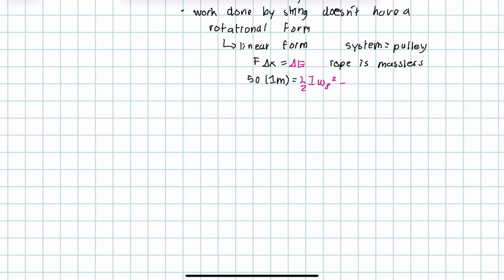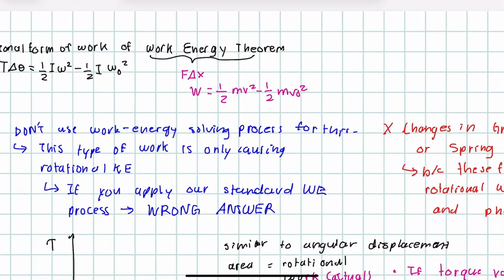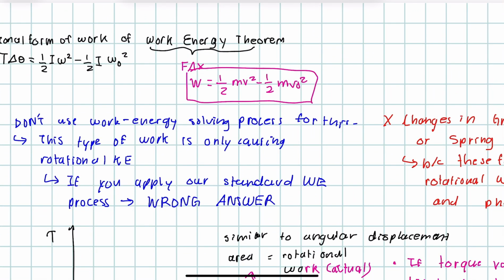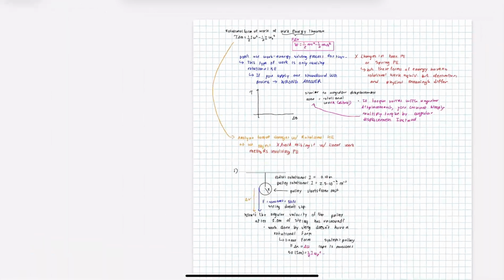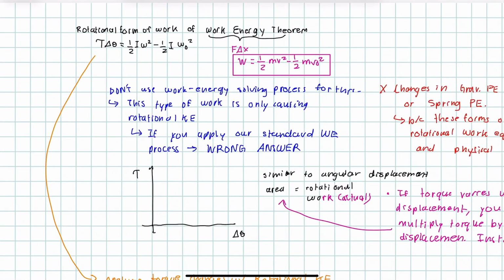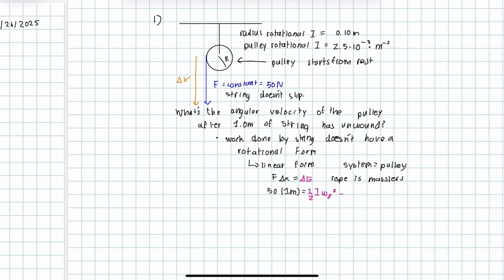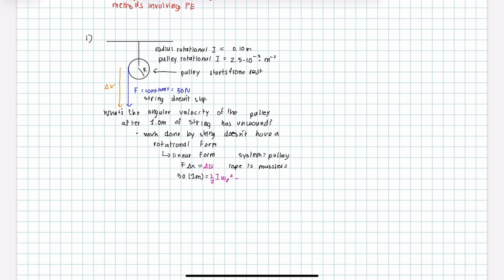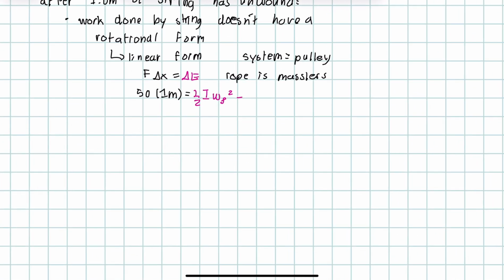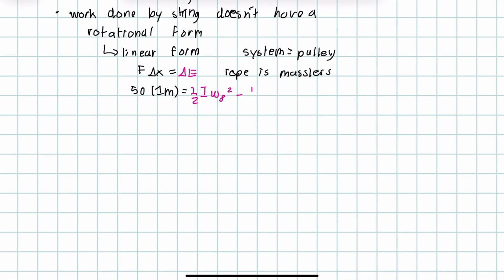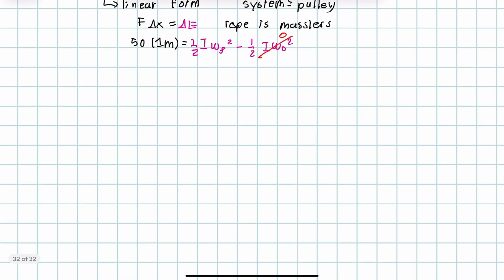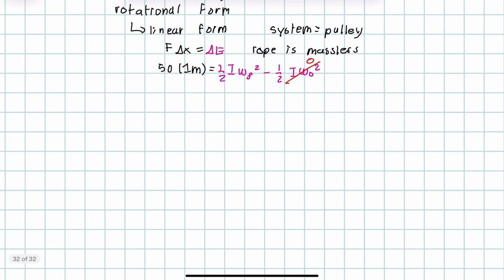And this is going to be the theorem we were talking about up here, the work energy theorem, which we're using. We're going to be using this form because this is a rotational form of work, so we have to use the rotational form of the work energy theorem. This is the example we're talking about. 1/2 I W initial squared, and we know it starts from rest, so then we can cancel this out. So now we just solve for the angular velocity.